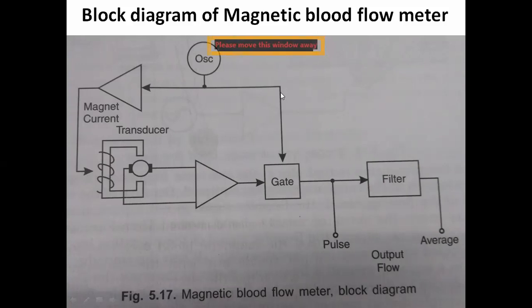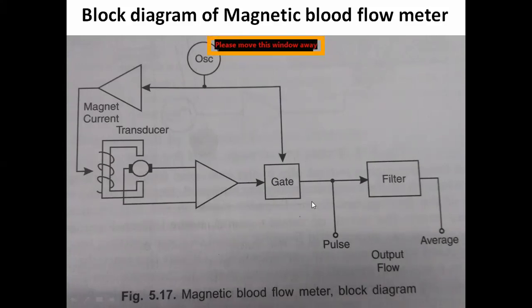Depending upon the oscillator signal and the obtained signal, it will check the phase angle and phase variations, and from that it will be applied to the filter. Here we will use the low pass filter. With that we can get the mean value of the signal, and that signal will be averaged. We will get the average output or mean output. That particular value gives the velocity of the blood flow.